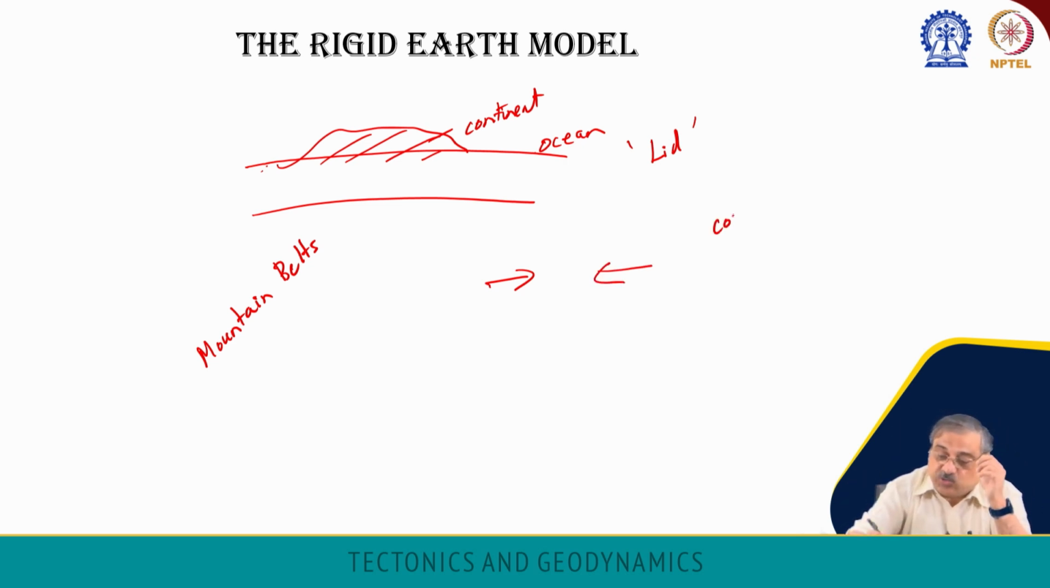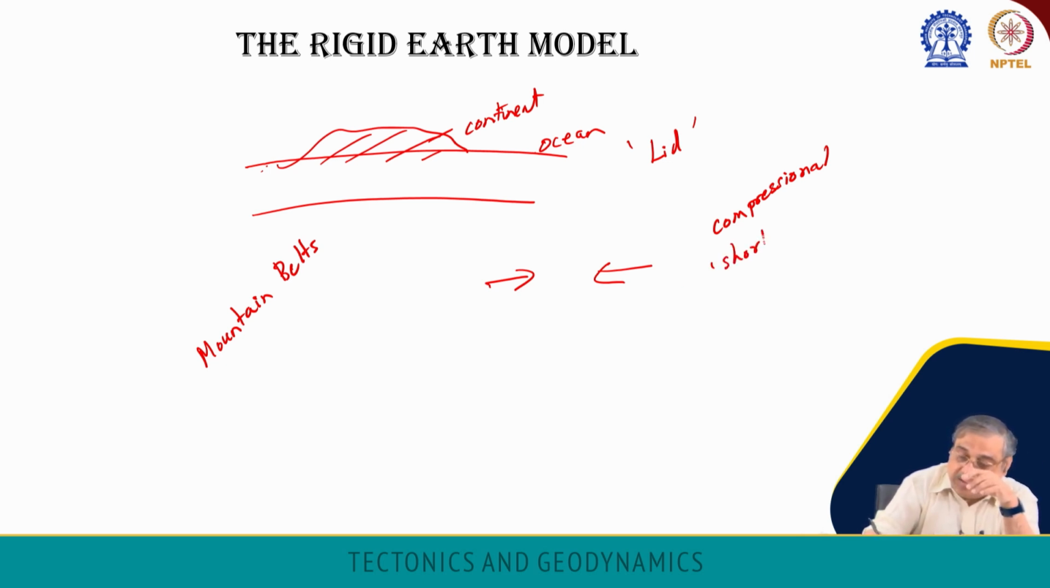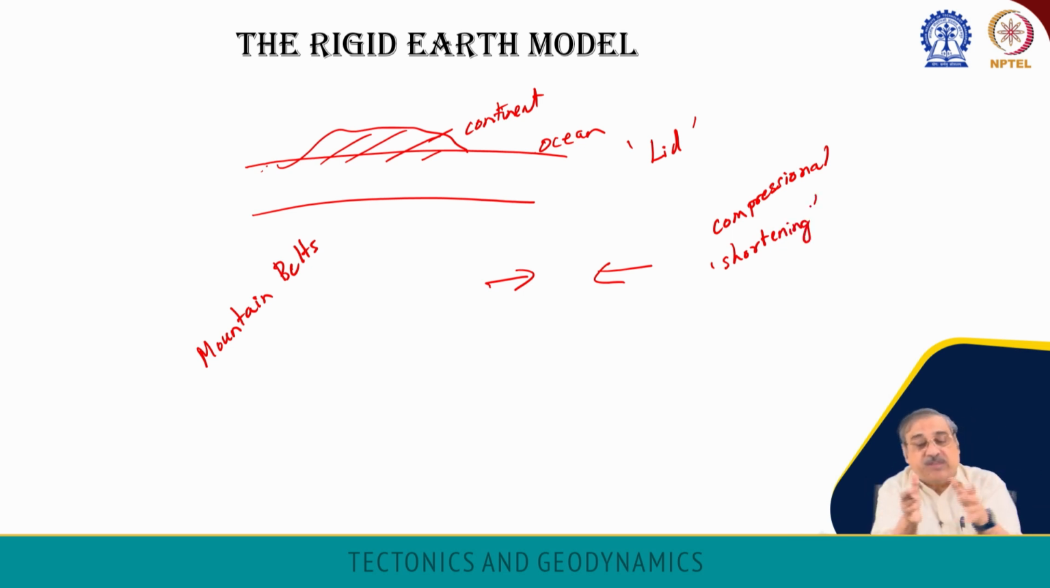So, the stress was compressional, and the strain that resulted from this was shortening. So, you had some amount of shortening, crumpling of the Earth's surface, and that went very well with the contracting Earth idea. So, the idea is simple enough to understand.